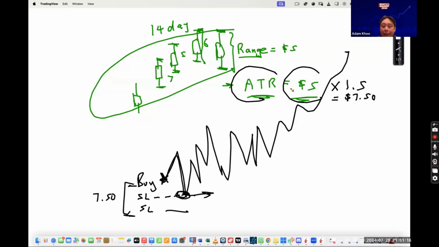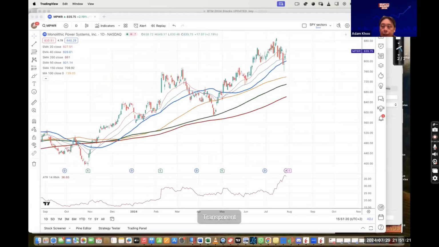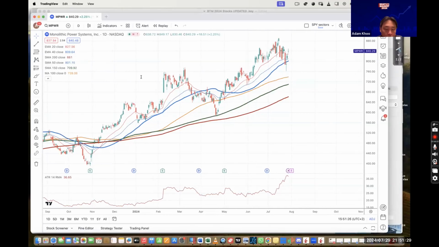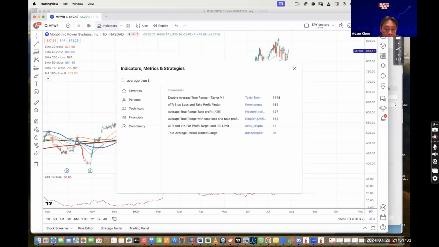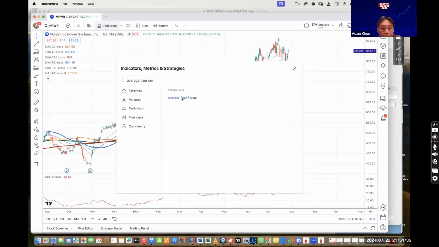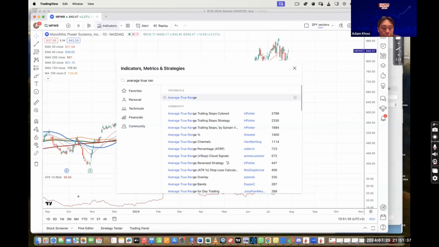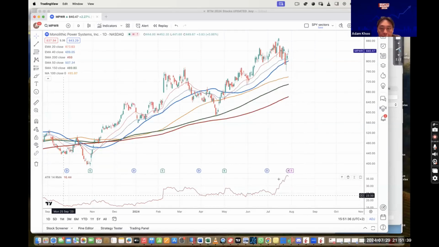Now, how do you find the ATR? The ATR is on any trading software. So for example, on this trading software, I'm using TradingView, look for average true range. Can you see that? You click on that, you get the ATR here. So let's say this stock, MPWR.